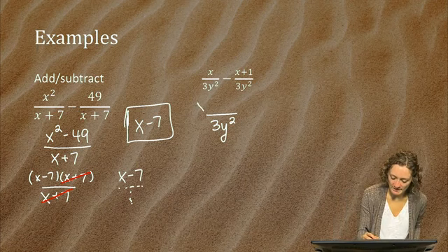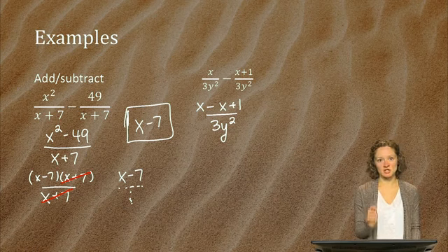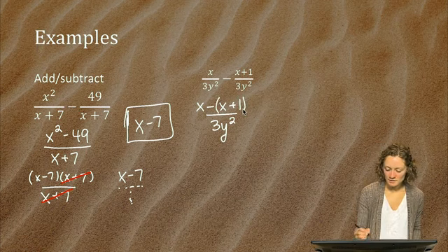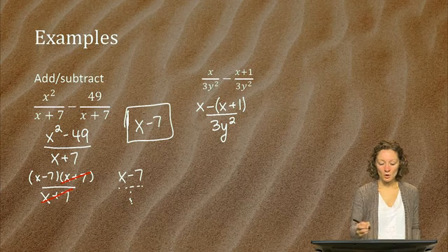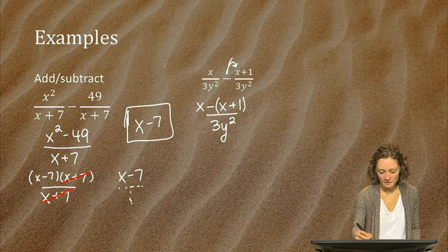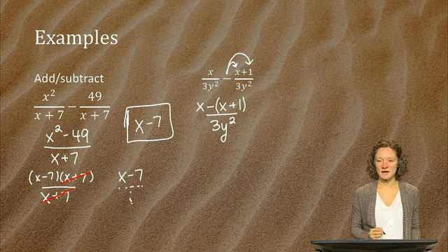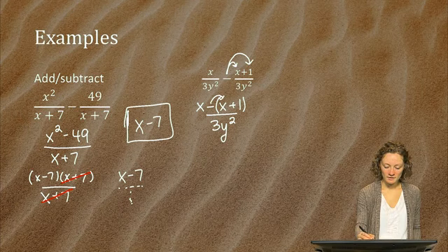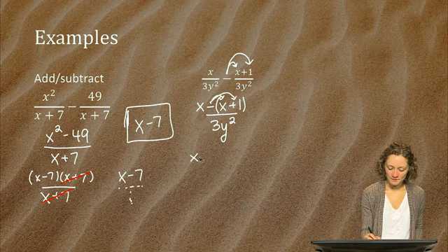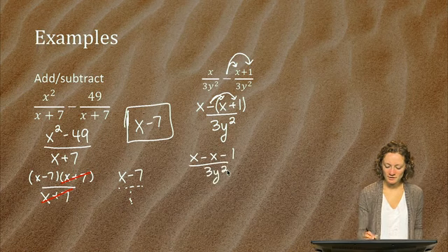Okay, so they're being subtracted. We have x minus x plus 1, and it's very tempting to just write it like this, but it's the entire second numerator that's being subtracted. So you need parentheses around that whole numerator. Or you could distribute the negative right away to have a simplified line. You can do it here or you can do it here. It's up to you. That'll give us x minus x minus 1 over 3y squared.